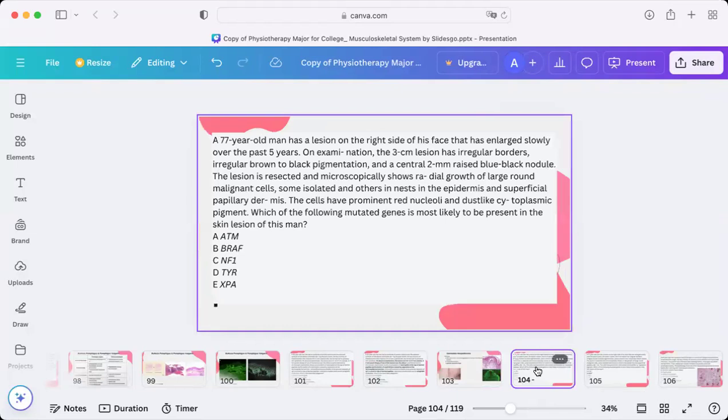Okay, guys, we have a 77-year-old man that has a lesion on the right side of his face that enlarged slowly over the past 5 years. On examination, the 3-centimeter lesion has irregular borders, irregular brown to black pigmentation, and a central 2 millimeter raised blue-black nodule. The lesion is resected and microscopically shows a radial growth of large round malignant cells, some isolated and others in nests in the epidermis and superficial papillary dermis. The cells have prominent red nucleoli and dust-like cytoplasmic pigment. Which of the following mutated genes is most likely present in the skin of this man?